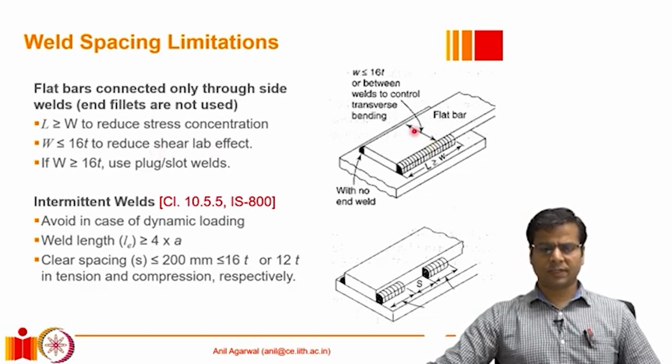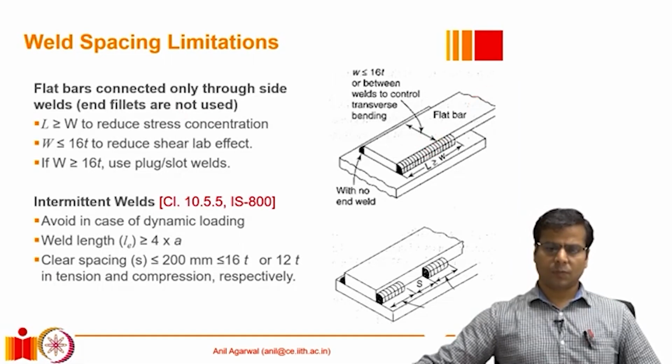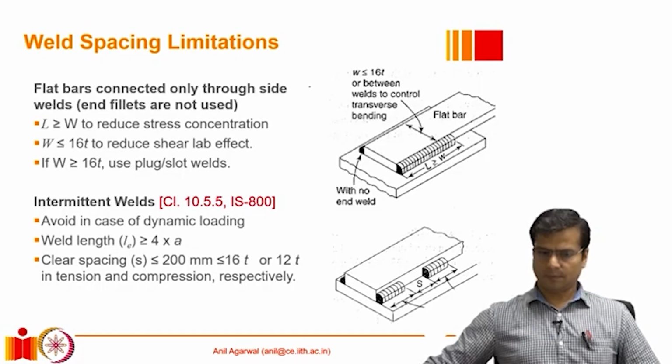In addition to that, the width of such a plate, which is being resisted through fillet welds only at the ends, should not be greater than 16 times the thickness of the plate. What happens if the plate is wider than 16 times the thickness of the plate? In that case, when the load is being applied, there is a very significant shear lag effect. The load is acting everywhere. So it is away from the weld, it is uniformly distributed.